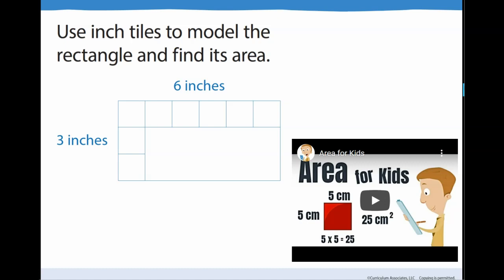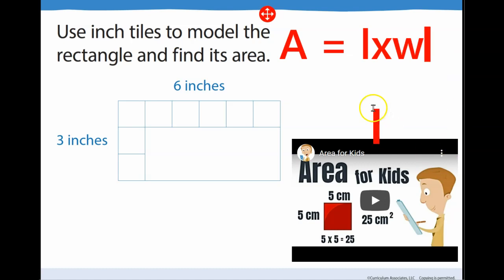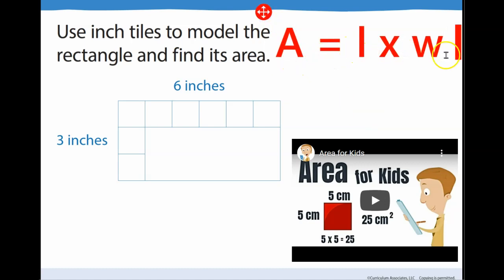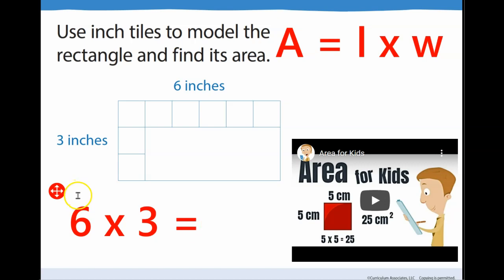Length times width, right? So it's area equals L times W, like that, right? Area equals length times width. Okay. So what's the length? 6. What's the width? 3. What's that? 18. Even though I don't see 18 squares inside, I could find the area still by using the formula length times width. Okay?